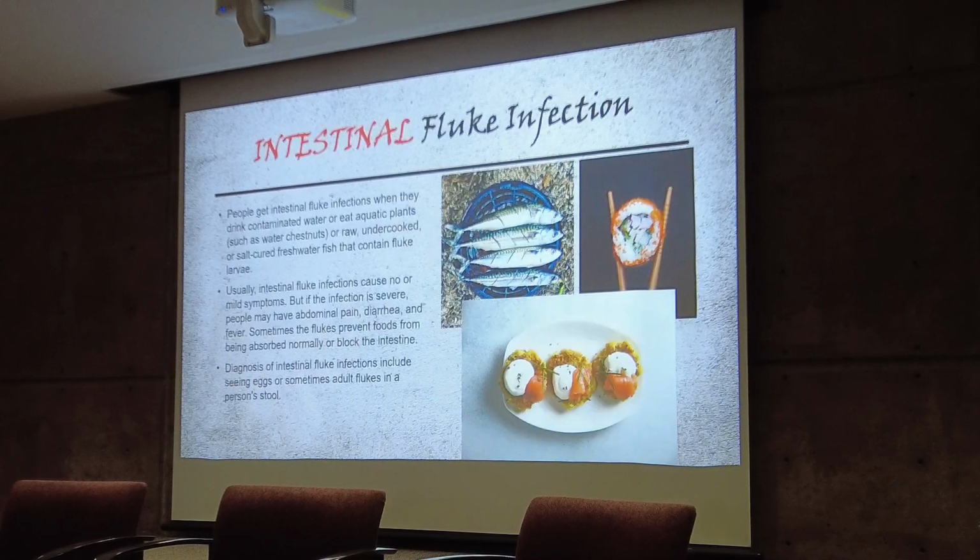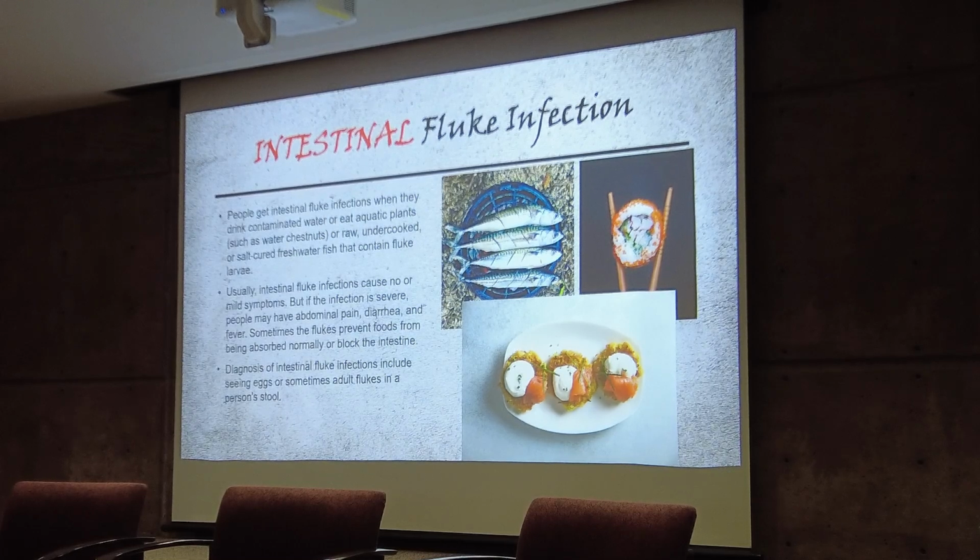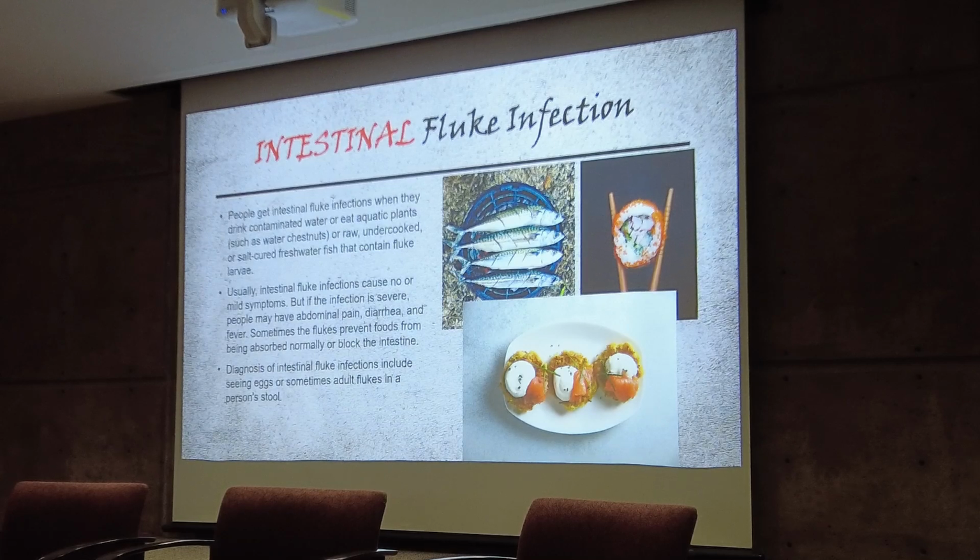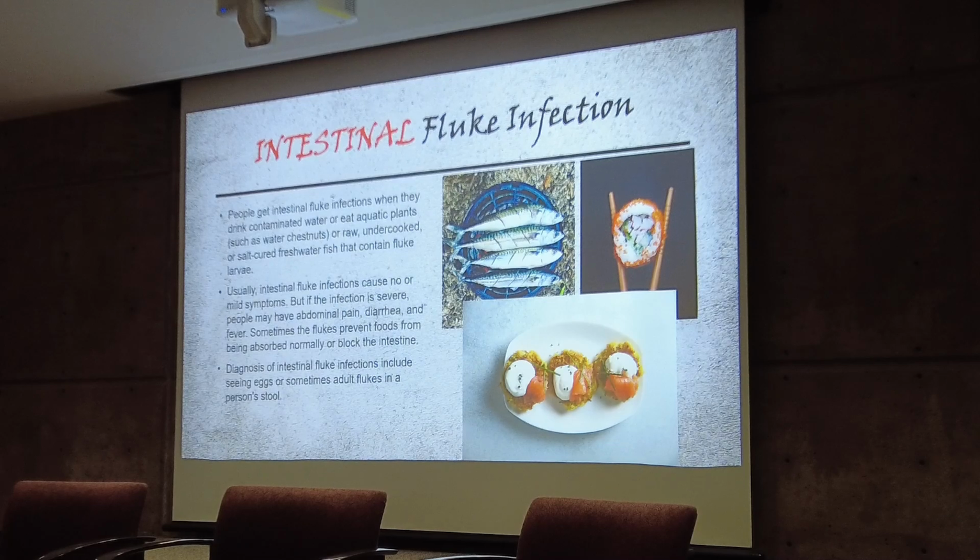Here's an intestinal fluke infection. People get intestinal fluke infections when they drink contaminated water or eat aquatic plants such as water chestnuts, or raw, undercooked, or salt-cured freshwater fish that contain fluke larvae. Usually intestinal fluke infections cause no or mild symptoms, but if the infection is severe, people may have abdominal pain, diarrhea, and fever. Sometimes the flukes prevent foods from being absorbed normally or block the intestine.